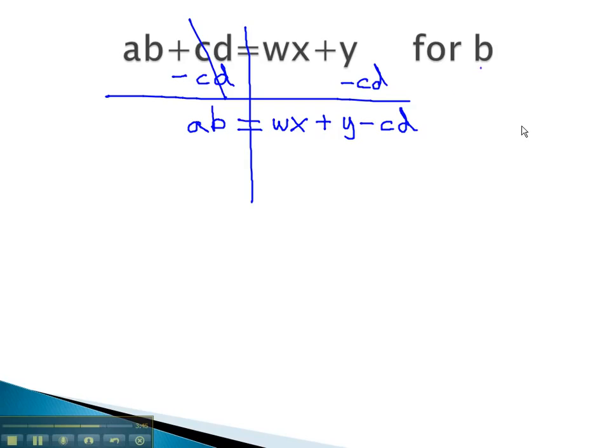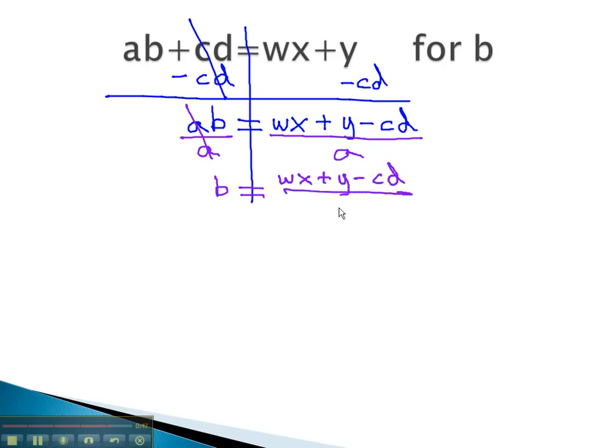Remember, our goal is to solve for b. We want to get the b alone. To do that, we need to get rid of the a. The opposite of multiplying by a is dividing both sides by a. As we do, the a's divide out, and we're left with b alone on the left side of the equation. The right side is an expression, wx plus y minus cd, all over a. This is our final solution.